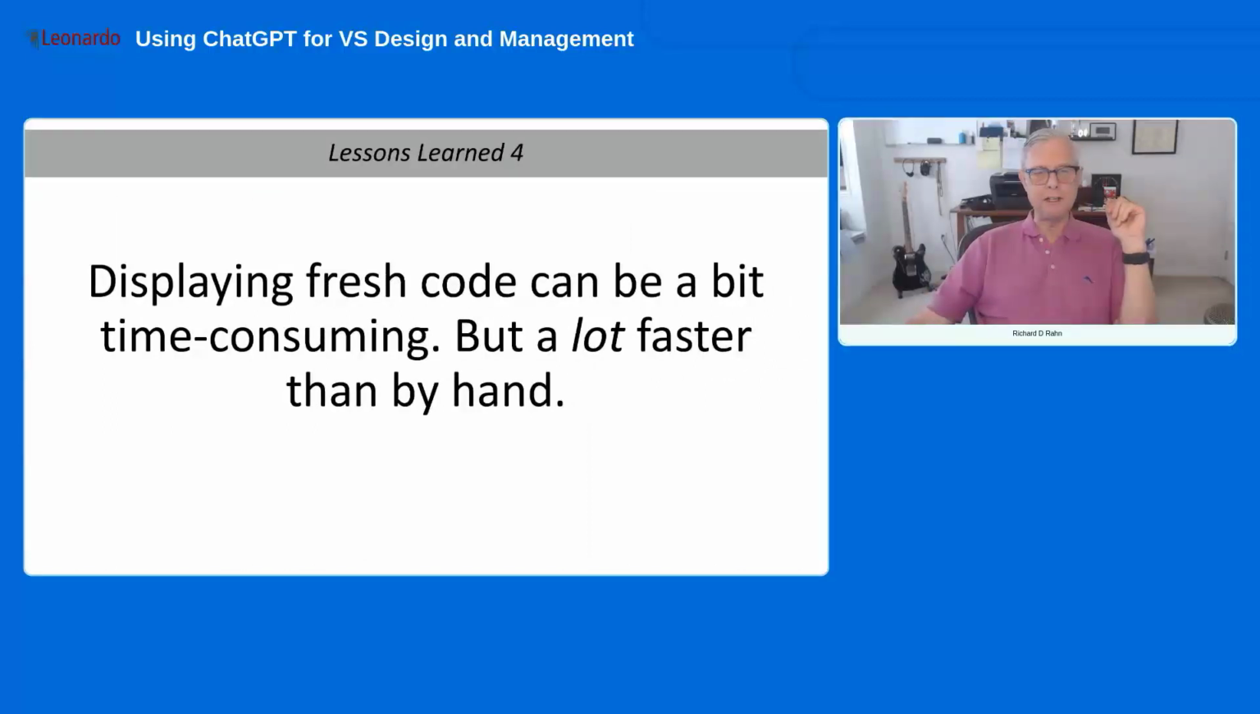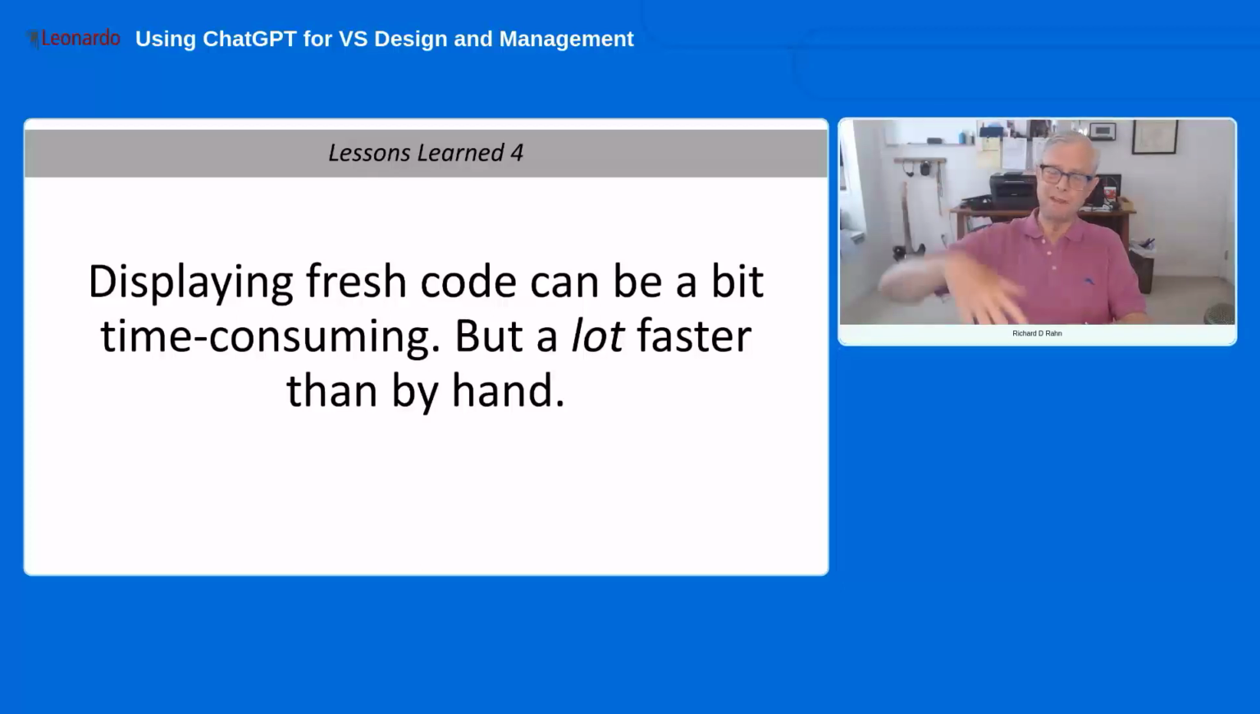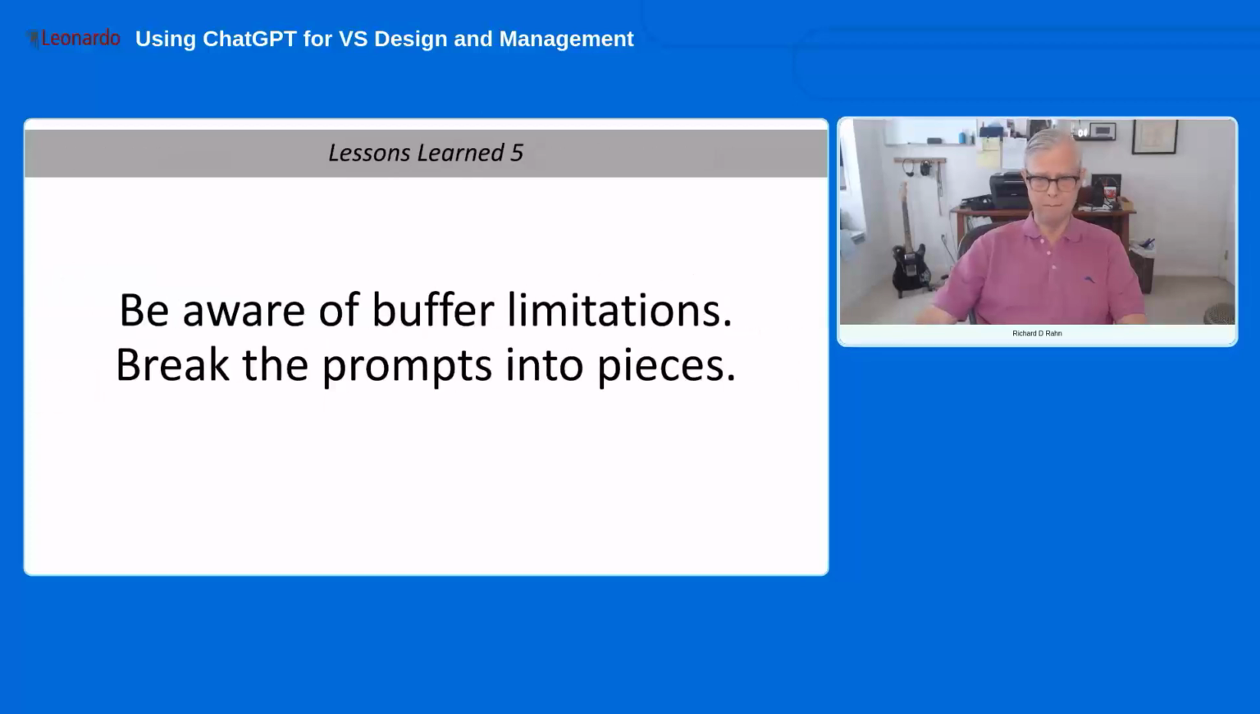Okay, displaying fresh code can be a bit time consuming, but clearly it's a lot faster than doing it by hand, trying to create a Visual Basic macro, unless you're really good at it. But even so, I still think it's going to be faster. The lesson here is every time you make a change, it's going to want to recreate the macro, which takes some time to scroll on the screen, etc. So the more precise you can be up front before you start asking ChatGPT to do things, the better, I think.